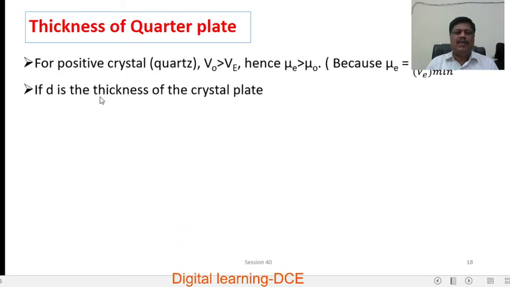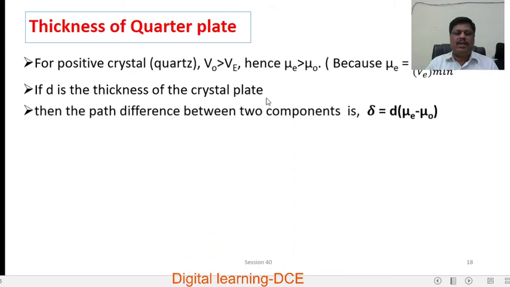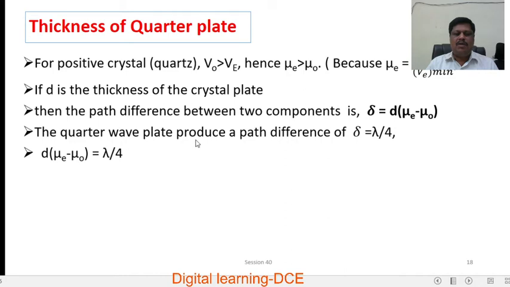Hence, if d is the thickness of the crystal plate, the path difference between the two components, delta, is given by d into mu e minus mu o, because mu e is greater than mu o for the positive crystal. And also we know that the quarter wave plate produces a path difference of delta is equal to lambda by 4. Then equate these two equations, we get d into mu e minus mu o is equal to lambda by 4, or d is equal to lambda by 4 into mu e minus mu o.